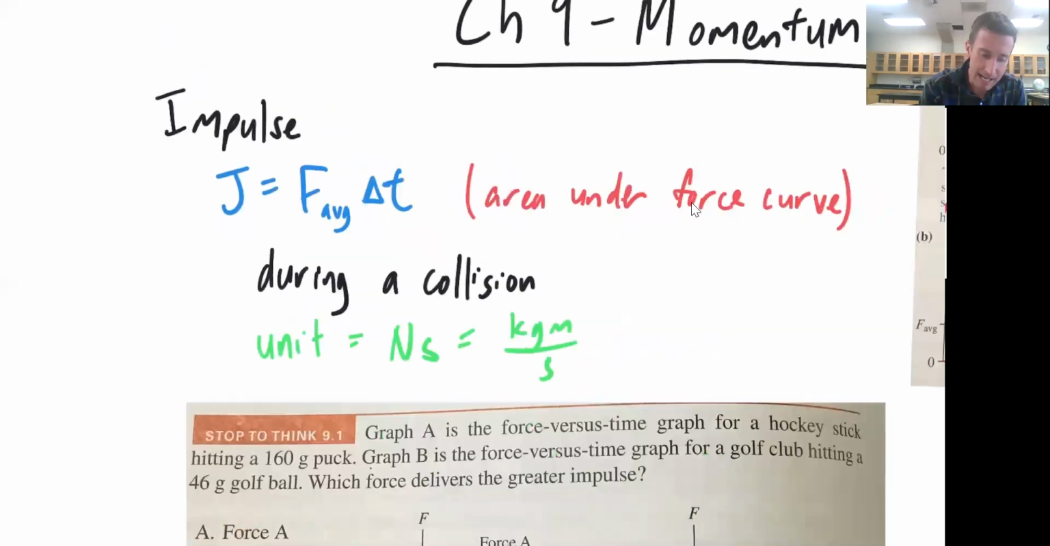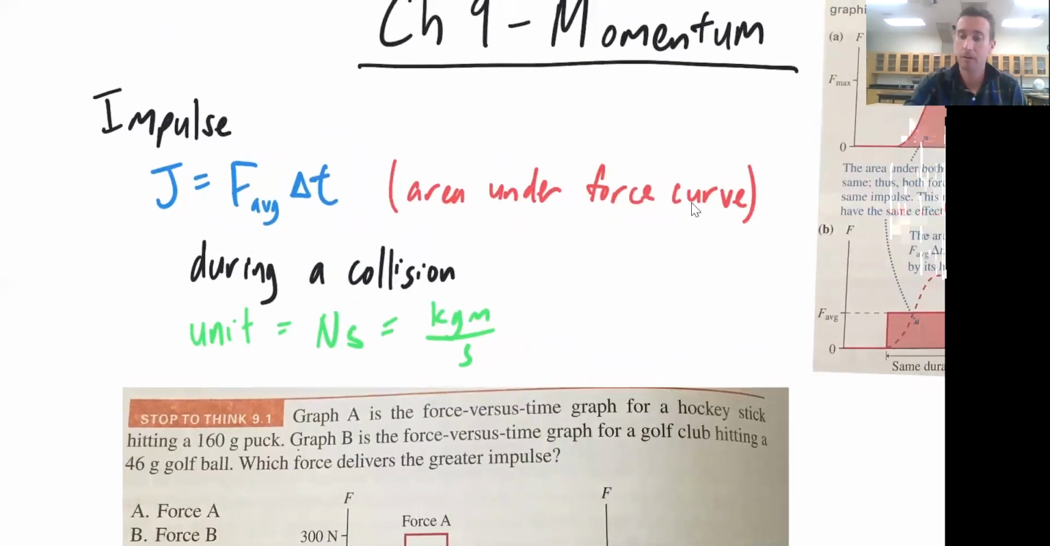Now, we can find the impulse because it's the area under a force curve. The unit for impulse would be newtons times seconds. That's force unit times the time unit. Or that's equivalent to kilogram meters per second. And we'll see why that matters in a little bit.